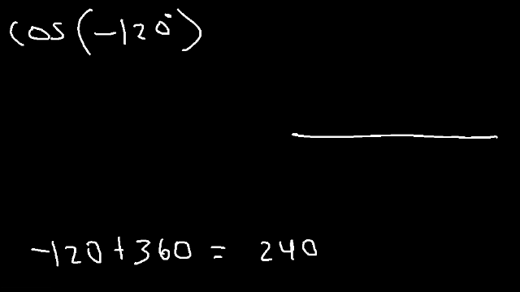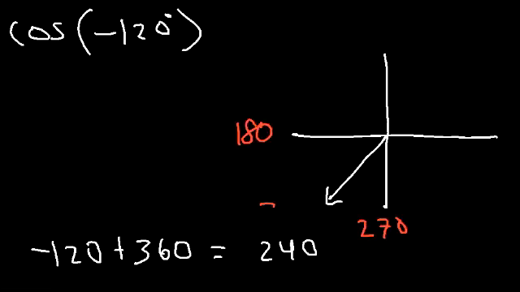So to draw a picture, 240 is in this region. Keep in mind this is 180 and this is 270. So this is 240. So if you travel counterclockwise, that's opposite the direction of a clock, this is 240 degrees.